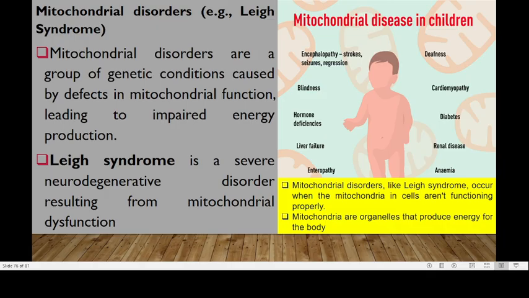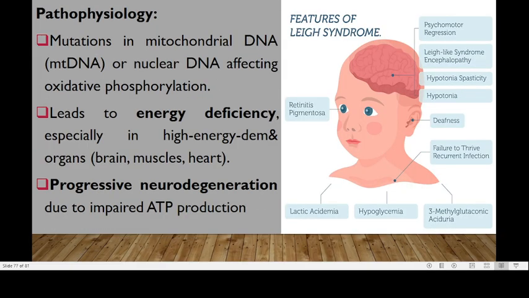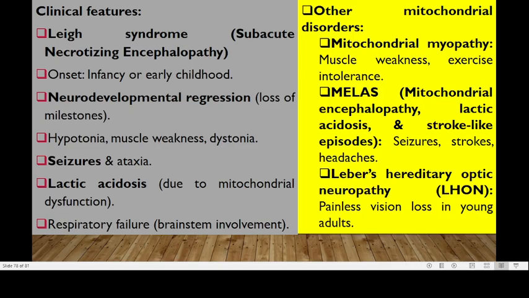genetic conditions caused by defects in mitochondrial function leading to impaired energy production. So Leigh syndrome is a severe neurodegenerative disorder resulting from mitochondrial dysfunction. So we have mutation in mitochondrial DNA or nuclear DNA affecting oxidative phosphorylation. This leads to energy deficiency, especially in high energy or demanding organs like the brain, the muscles, and the heart. Then they will have progressive neurodegeneration due to impaired ATP production.